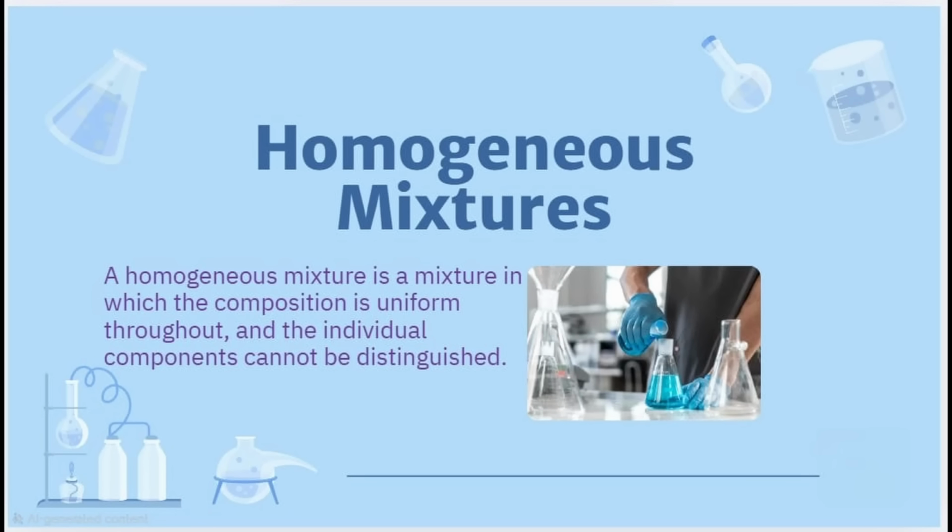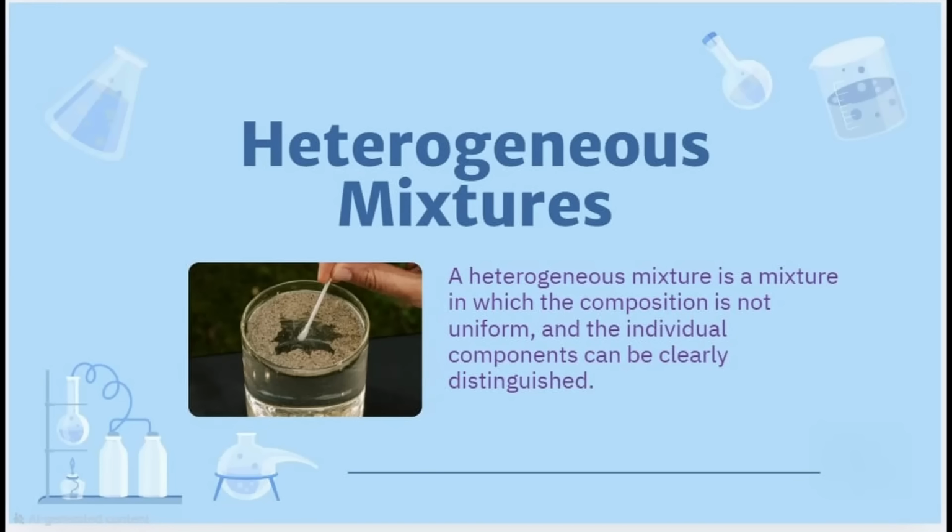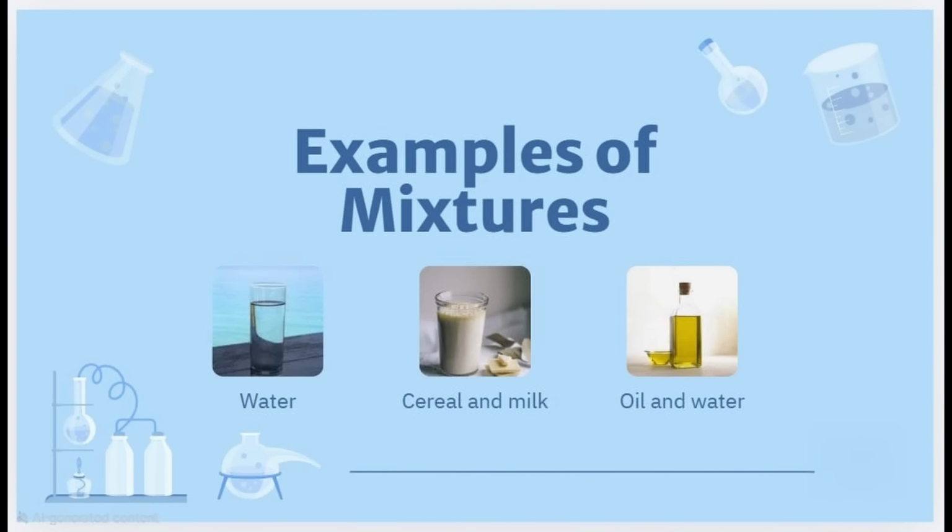Homogeneous mixtures. A homogeneous mixture is a mixture in which the composition is uniform throughout and the individual components cannot be distinguished. Heterogeneous mixtures. A heterogeneous mixture is a mixture in which composition is not uniform and the individual components can be clearly distinguished. Examples of mixture: water, cereal and milk, oil and water.